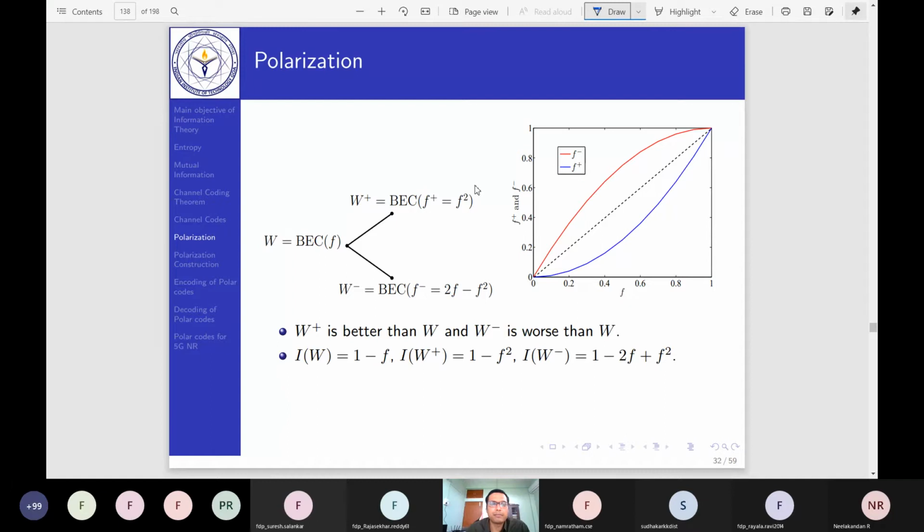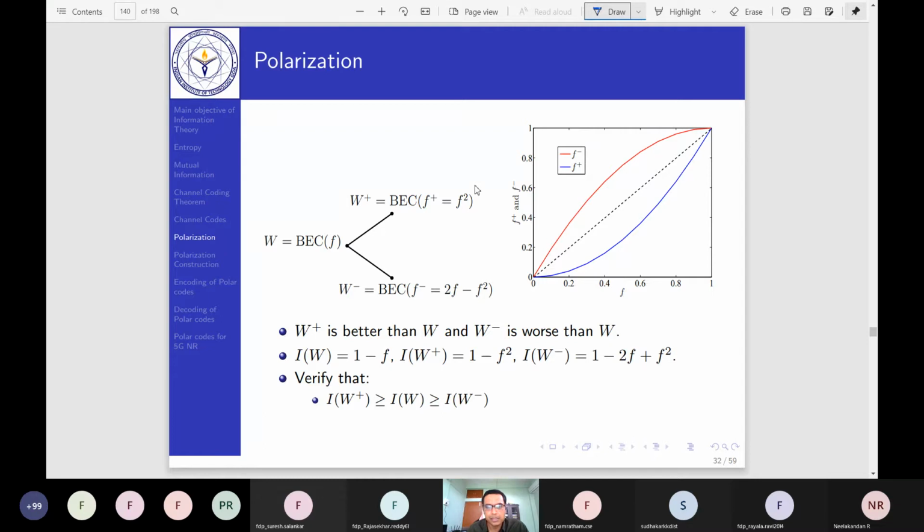We know that the capacity of a binary erasure channel with erasure probability F is equal to 1 minus F. So the symmetric capacity for this channel is like this. So it can be verified that I(W plus) is greater than or equal to I(W), which is greater than or equal to I(W minus).